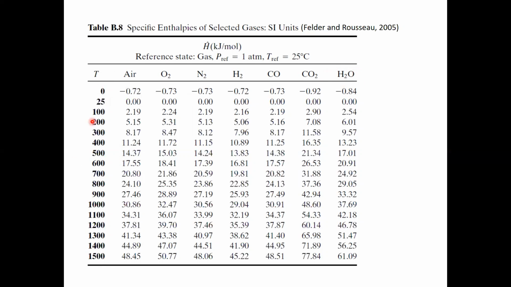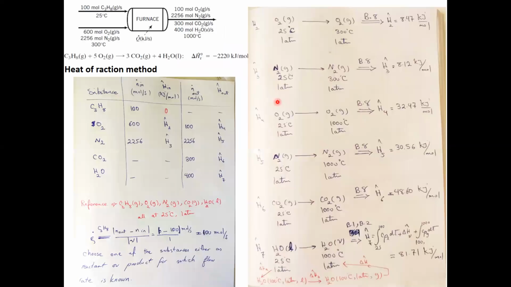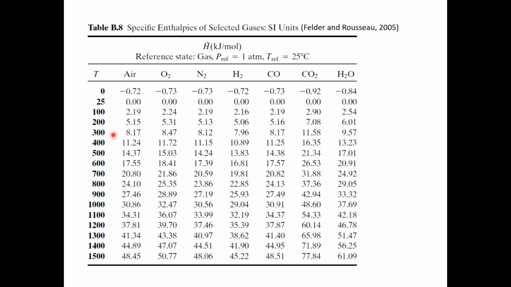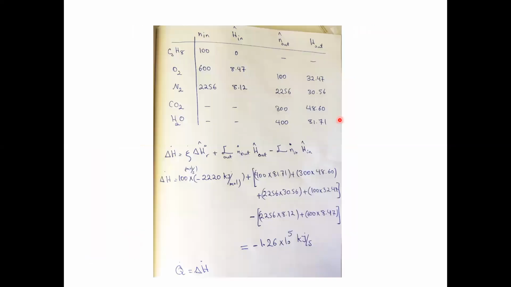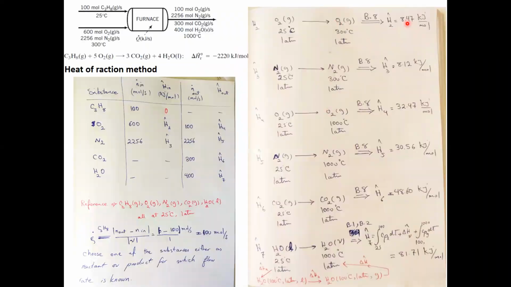This table is provided for you up to 1,500 degrees. The temperatures are in Celsius, because it is 25 degrees. And you see, at 25 degrees the specific enthalpy is 0 because it is your reference point. So back to our calculation, we know the specific enthalpy and can read it from the table. For oxygen at 300 it is 8.79. For nitrogen it is 8.12. For CO2, for water, for all of them it is provided. That is how I read these values.